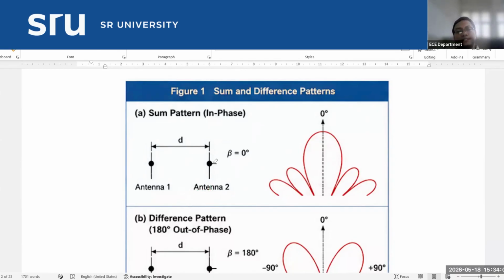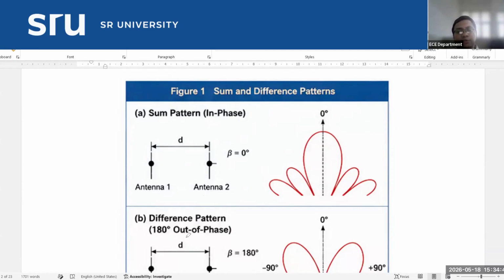In this case, if the two antennas are excited with the same phase signal, then their patterns will be added in phase and we get a very high gain pattern here.